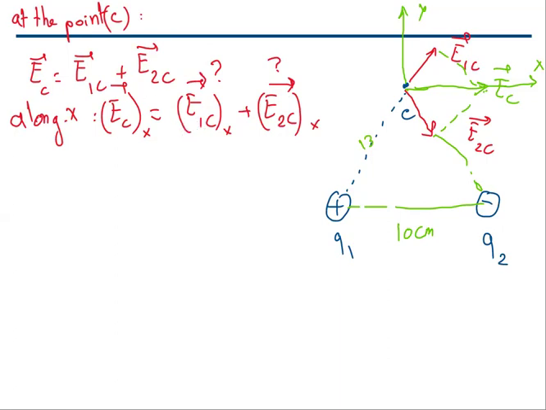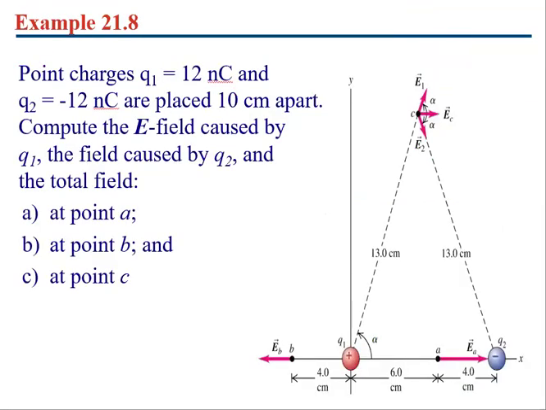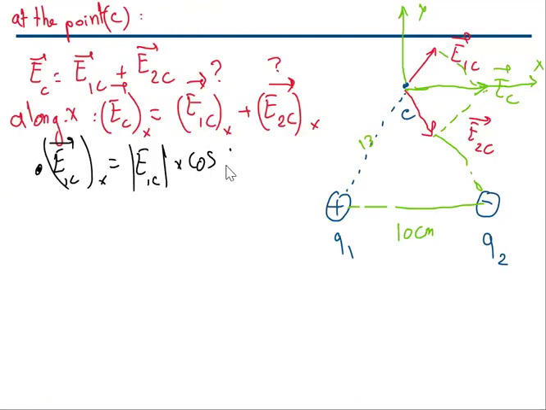Let's start with the first one, E1C. The x component of E1C, according to the definition that we talked about in the last lecture, is the magnitude of E1C multiplied by cosine alpha. What is alpha? It is the angle between E1C and the x-axis. Let's say this is alpha 1. Multiplied by the unit vector of the x-axis, i.